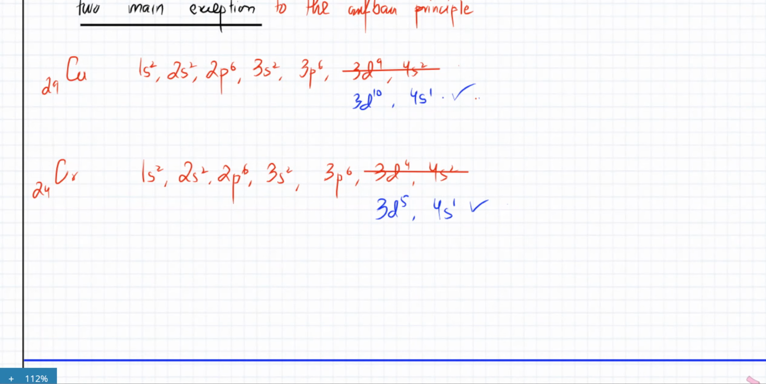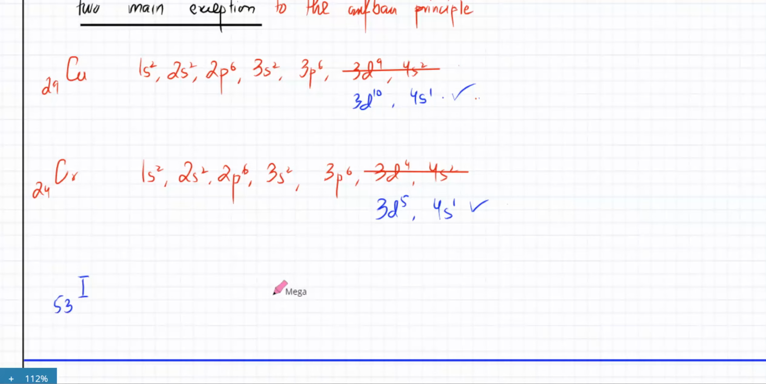Chromium just has 24 electrons. But if you have iodine, that's a waste of a lot of time. Iodine has 53 electrons. If a question comes on iodine and I want to figure out its electronic configuration, it's going to take me a long time. It's 53 electrons. I don't even know where it's going to end.